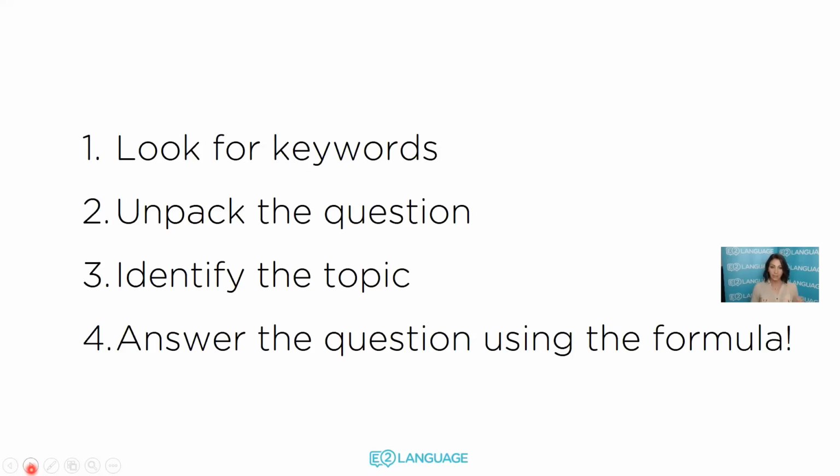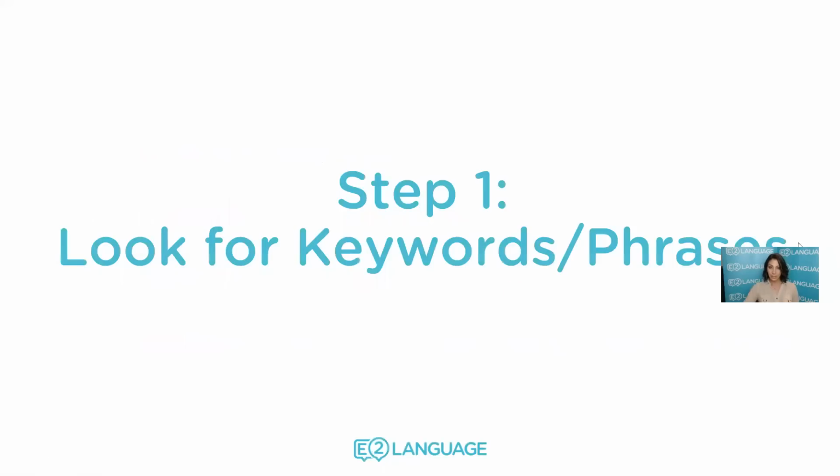Then you need to identify the topic to make sure that you're writing exactly about the topic, that you're addressing the topic specifically. Because lots of people write more generally about a topic and may lose marks in the task response criteria for not writing directly about the topic. So that's step 3. And step 4 is then answer the question using the formula.